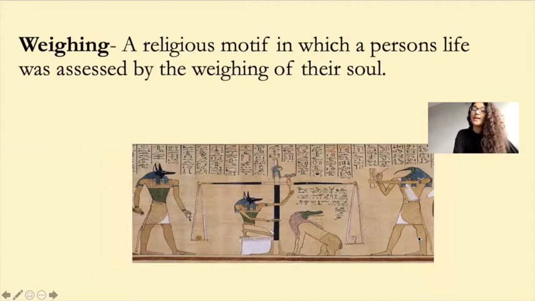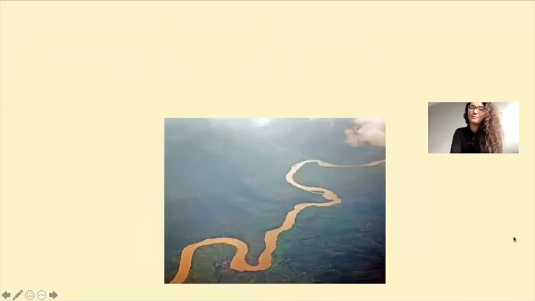Weighing. Now, weighing is a religious motif in which a person's life was assessed by the weighing of their soul. Ancient Egyptians believed that when you die, your life would be weighed. Now, obviously, you can't literally weigh someone's life, but they believed that after you're dead, you are weighed. So you see how much good you've done, how much evil you've done, and that then decides how good your soul is. It's something that they used to believe happens when you die.